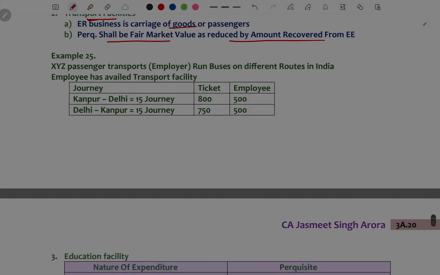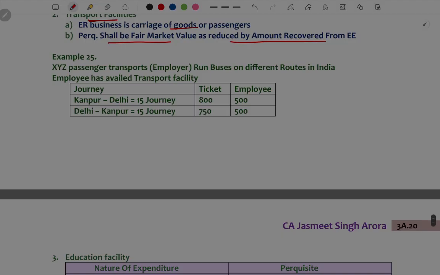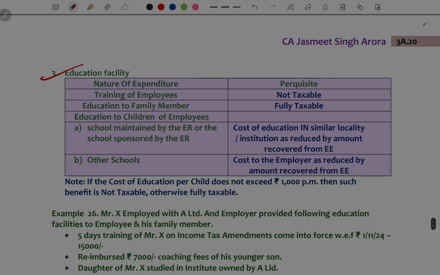Next, we will see how much the employer has spent or how much is recovered. Then education facility. What is the nature of expenditure? Like training of employees, that is not taxable at all. Education facilities for training of employees are not taxable at all.